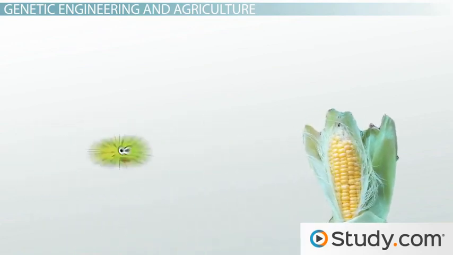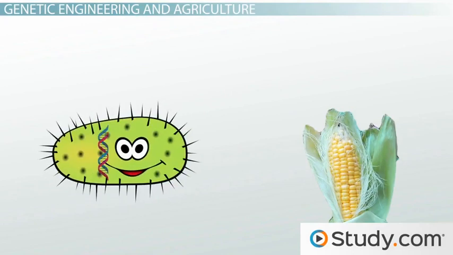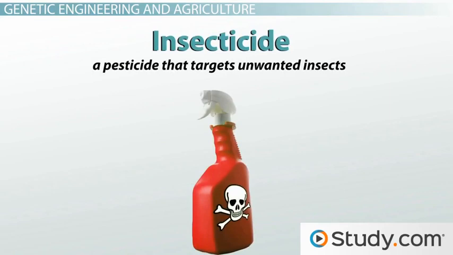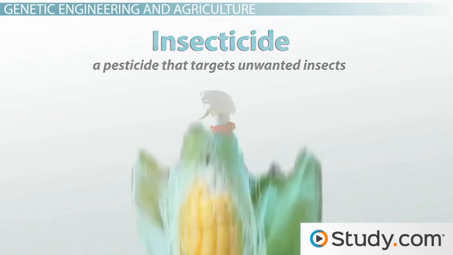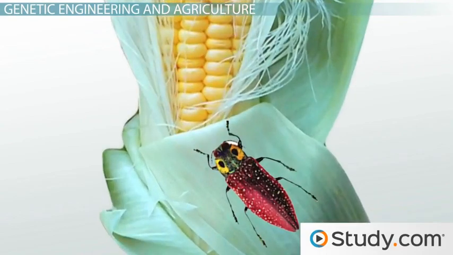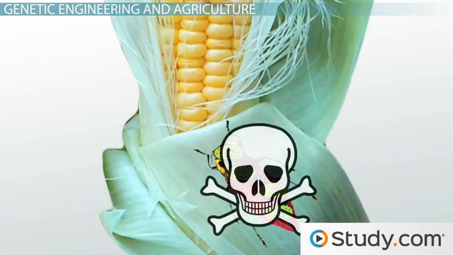One of the most common types of genetic engineering is to insert the genes from bacteria into the crop. This type of genetic engineering works like an insecticide, which is a pesticide that targets unwanted insects, because when the insects consume the crop, they will be infected by the bacteria and will get sick and eventually die.